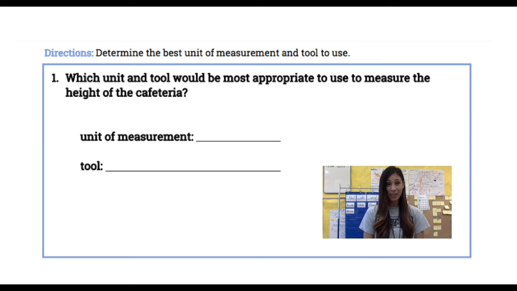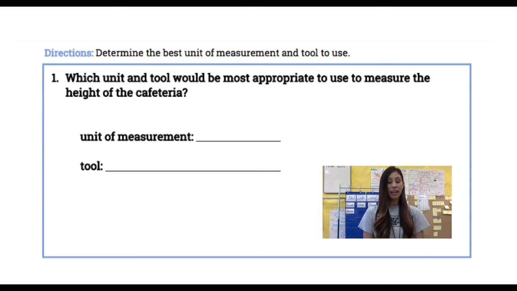Well, at Washington, we don't technically have a cafeteria. We have a cat cafe, and we do have a room, though, that's really similar to a cafeteria like other schools, and that's our NPR. So I'm going to go with our NPR for this question. Now, it says to measure the height of the cafeteria, or in this case, the NPR.